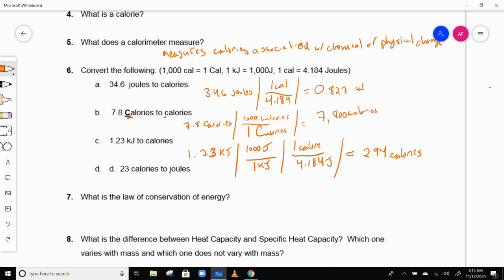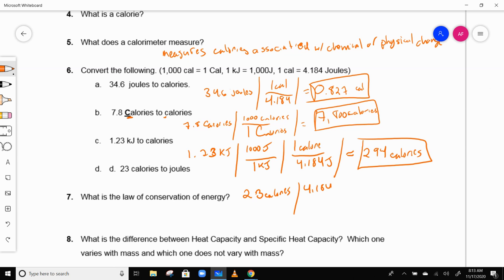Let's make sure we box all our answers. Okay, and then the last one here, calories to joules. That one's simple. It's 2.3 calories. There's 4.184 joules per calorie. 2.3 times 4.184 basically. We get 9.6.